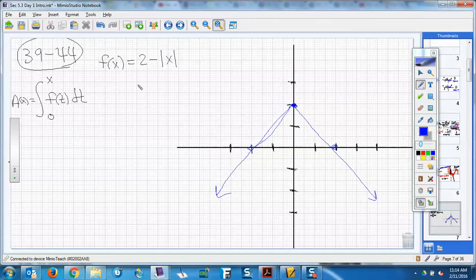Now, what I want everybody to understand is, what's another way I could write this area function? Instead of putting little f of t in here, what else could I write the actual function in here? What would I write? 2 minus the absolute value of t, dt. So it gave me the function using x, which is fine out here, but when I put it in there, I've got to put a t. Sometimes you're given the actual function in here. Sometimes they give you the function separately, and they put little f in here. Whatever, doesn't matter.